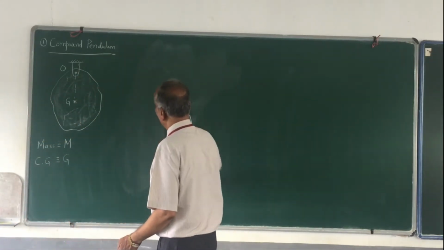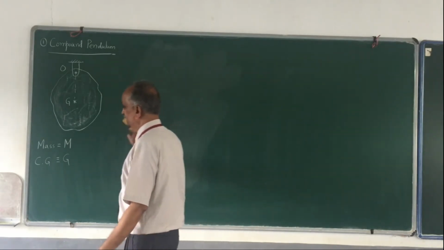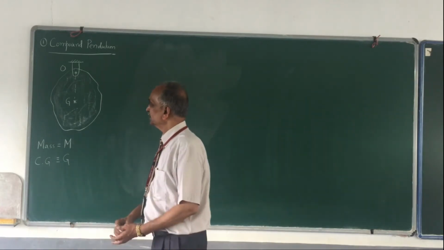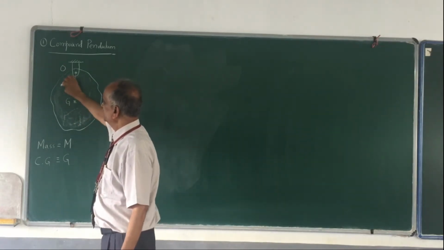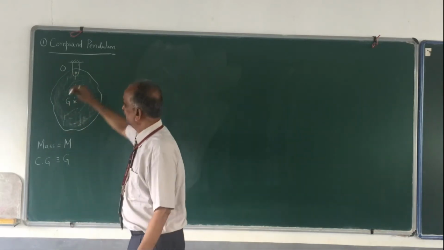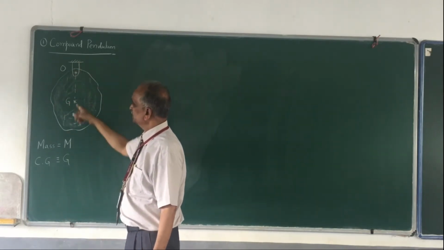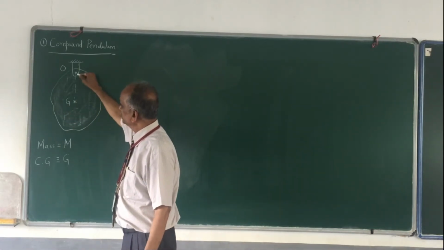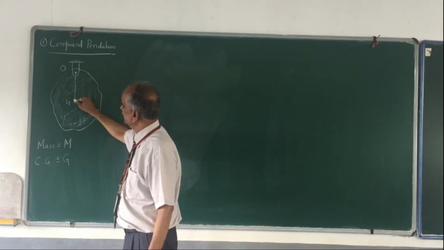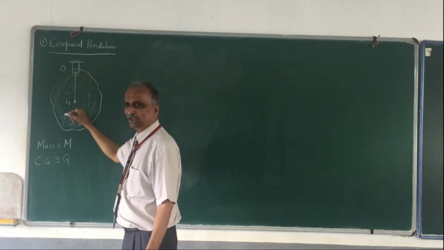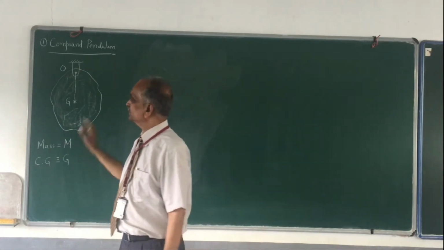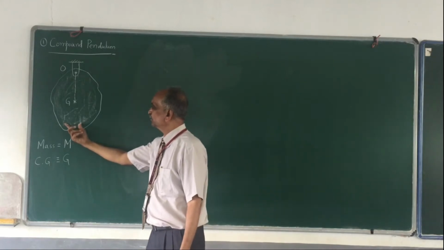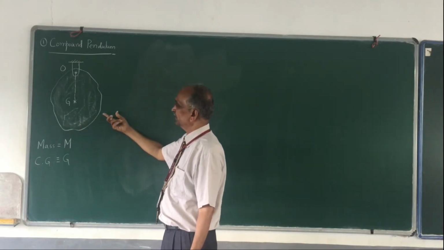Understood. The mass of the body is m. That I can easily find out. I can weigh it and find out the mass m. That is known. Then the center of gravity also I can easily find out, and that is G. Then I have suspended it, and this is the equilibrium position right now. Whatever you see is the equilibrium position. This line OG is the vertical line. Now I set it into vibrations. How do I do it? Take this body and move it here.